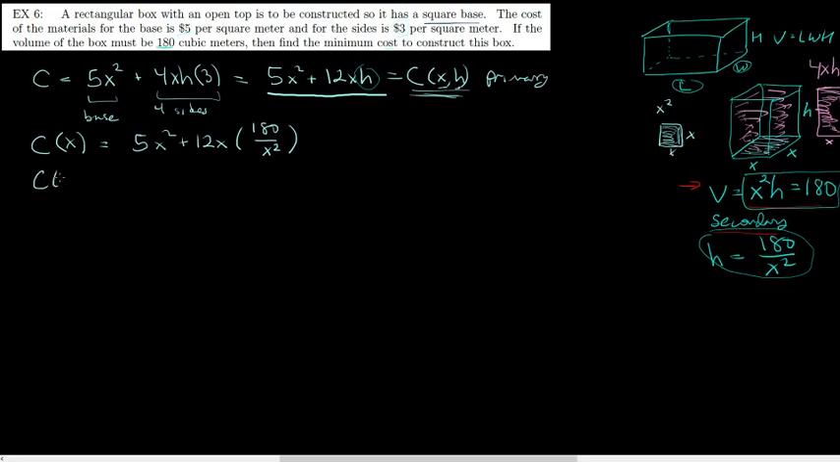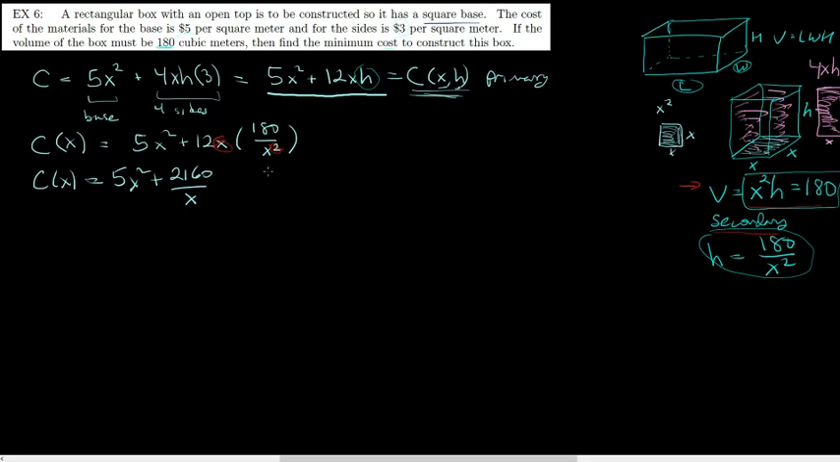All right, so C of x, again, 5x squared. We knew that. And then 12 times 180. 12 times 180 is 2,160. Divided by, not x squared, but x divided by x squared is 1 over x. So in other words, one of these two x's cancels here. Let me make that clear. This x cancels with one of these x's, and you just get 2160 over x.